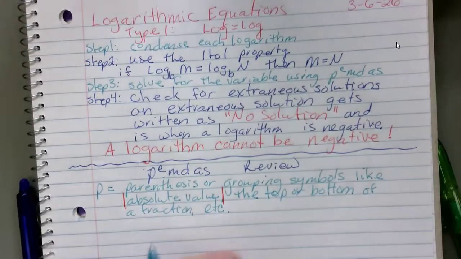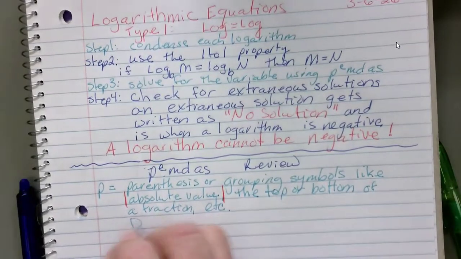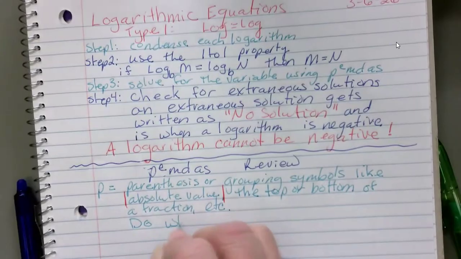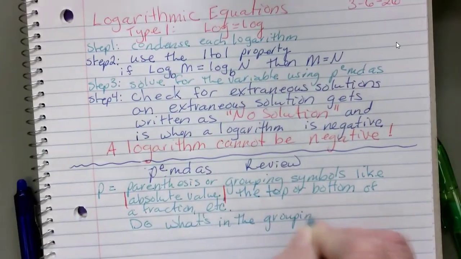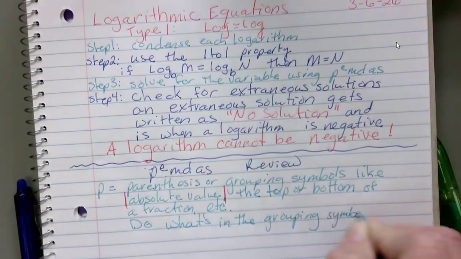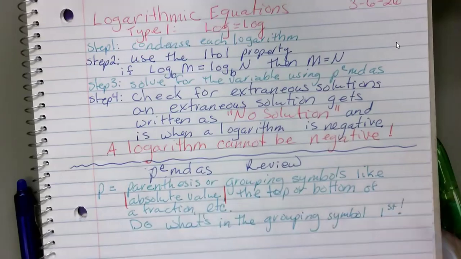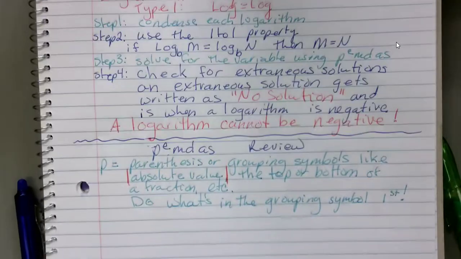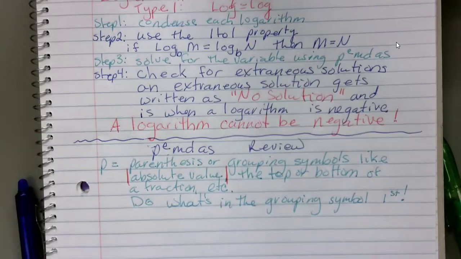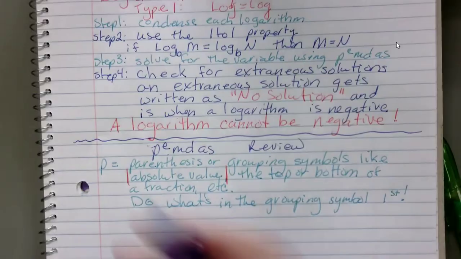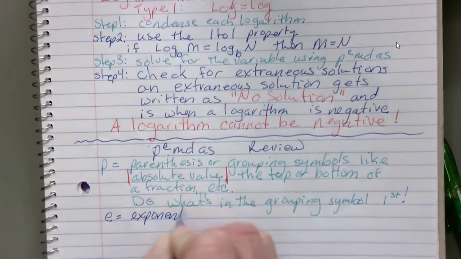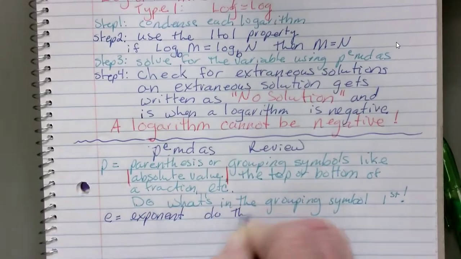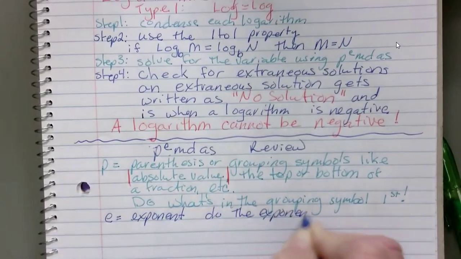And then on a new line, I'm going to remind you that PEMDAS means that we do what's in the grouping symbol first. Whether that's the parentheses or the absolute value sign or everything on top of a fraction, that kind of thing. We do that first. All right. Next, let's talk about the E. Like we said, the E is for exponent because we do the exponents next.